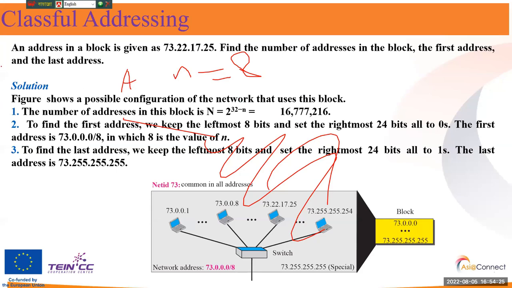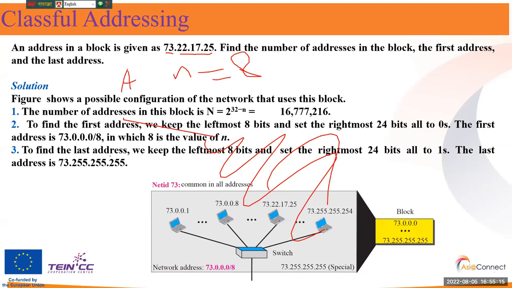To find the first address, we need to keep the leftmost 8 bits and set the rightmost 24 bits all to zero. These are the rules for extracting the first address in a block. Since this is class A, your network ID is 73, so the rightmost bits should all be zero. The first address is 73.0.0.0/8, in which 8 is the value of n. Do you understand or not? This is the first address of this block.